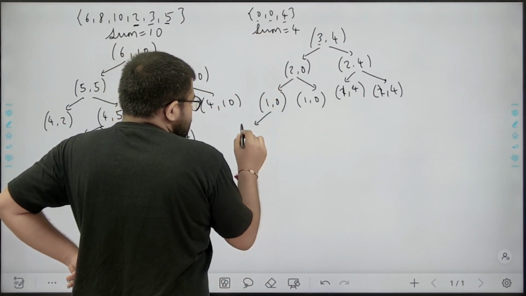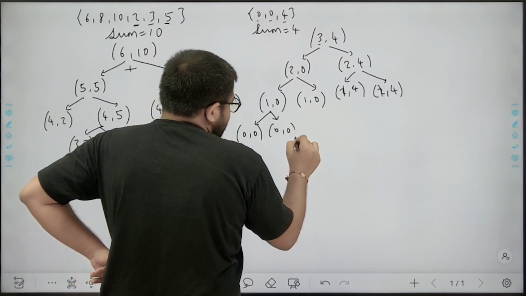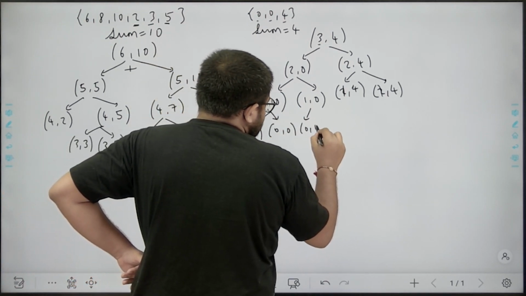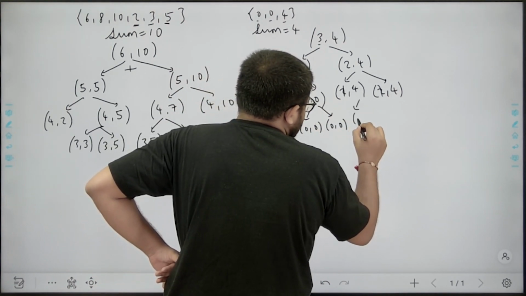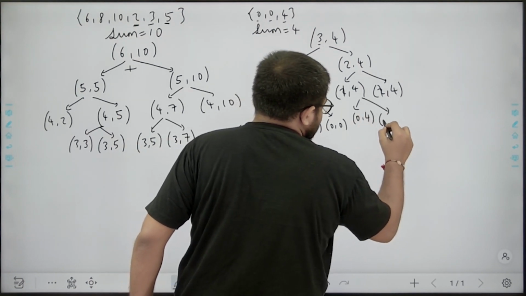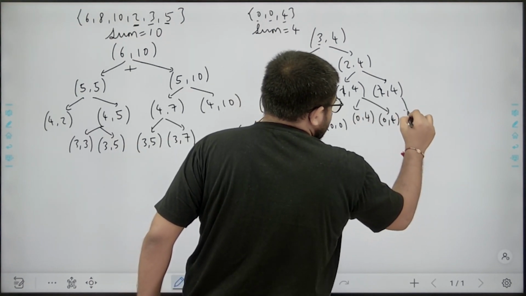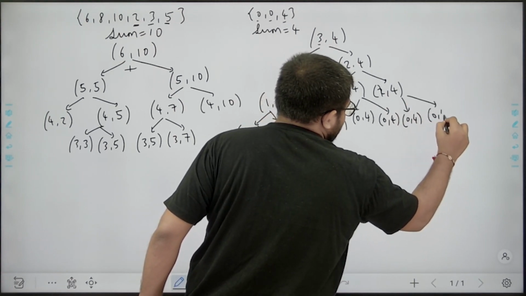So either I decide to take it or I decide not to take it. This sum would remain 0 only, right? So this will become 0, 0, and this will also become 0, 0, right? Here the number of remaining elements will become 0 and the remaining sum will become 4. And here also the number of remaining elements will become 0 and the remaining sum will become 4. Okay.